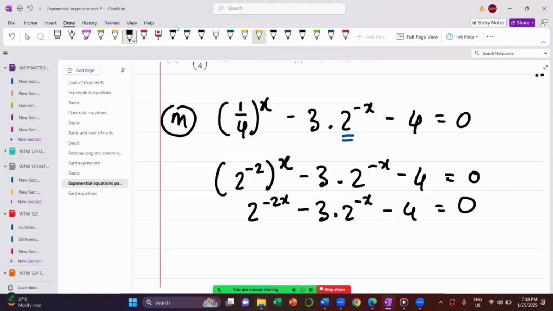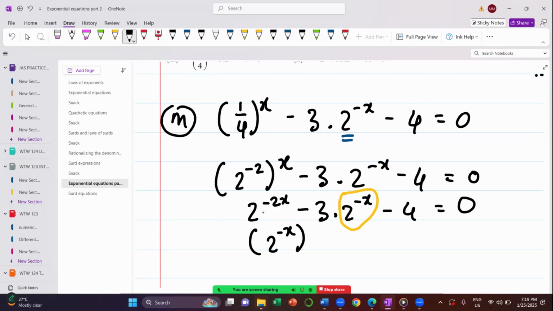Right? So check. Here I have 2 to the exponent of negative x. So I must try to do this to have this 2 to the exponent of negative x even here. Right? So I'm going to have 2 to the exponent of negative x here. But then I'm going to keep the positive 2. Are you guys okay? Yes, sir. So that this negative x, when it multiplies this positive 2, I get negative 2x. Right? Yes, sir. Minus 3 times 2 to the exponent of negative x minus 4, all equal to 0.